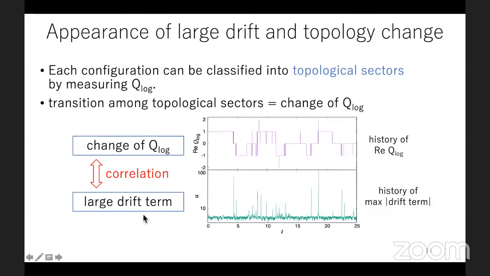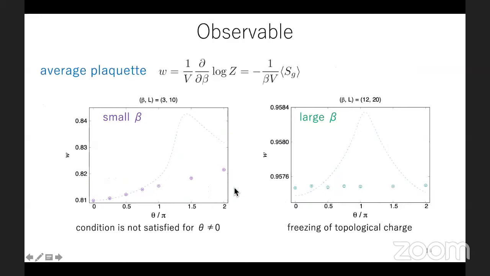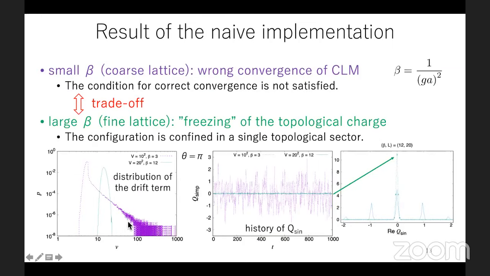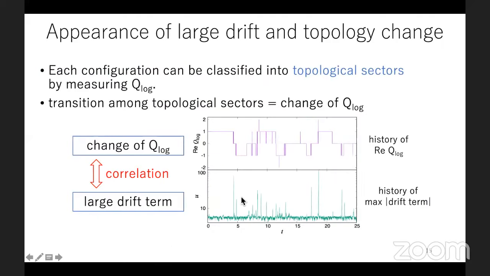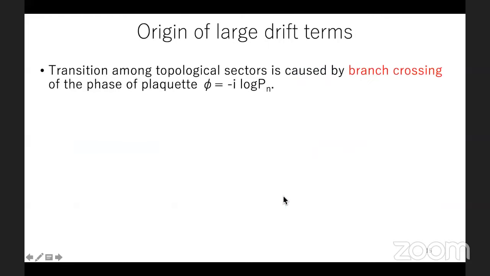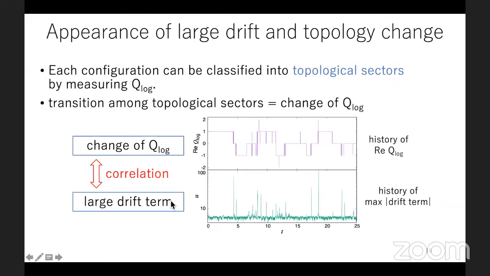And simultaneously, we also observe the maximum drift time. This is a plot of the history of drift time. We can see very spiky behavior. It corresponds to this power-law tail. It's a very large drift term. And there is a correlation between the change of Q log and the appearance of large drift terms. So I explain the origin of the large drift term, why this kind of correlation is observed.